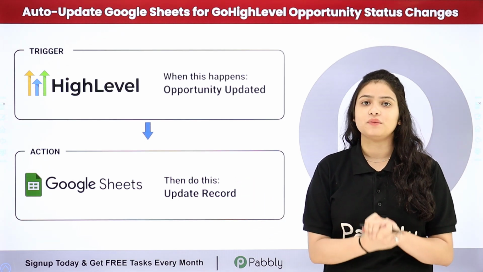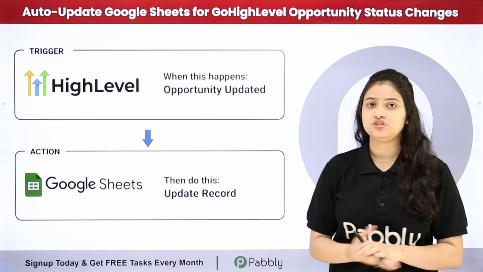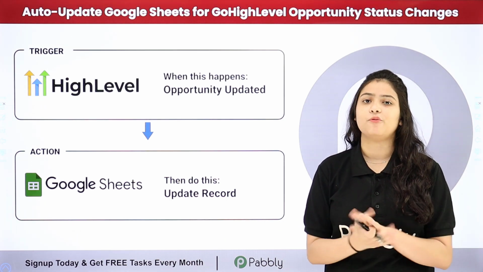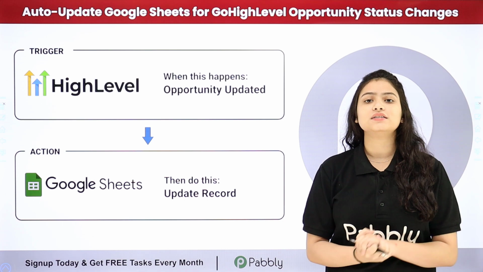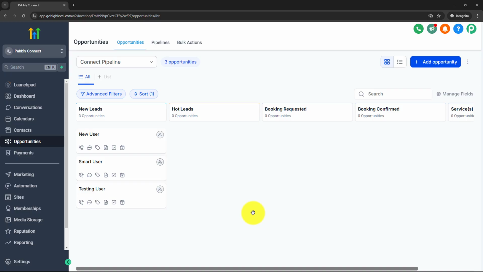So how are we going to automate this entire process? For this, we will have to set up the connection between GoHighLevel and Google Sheets, and we are going to do that without any coding or programming skills with the help of Pabbly Connect. If you also want to learn this automation step by step, come towards my screen. Welcome to my screen everyone.